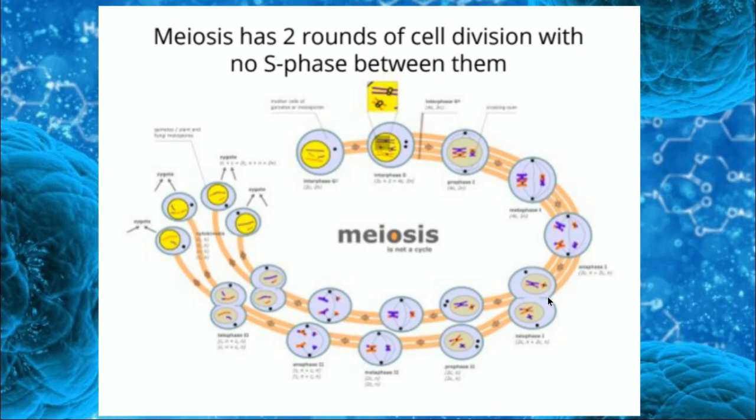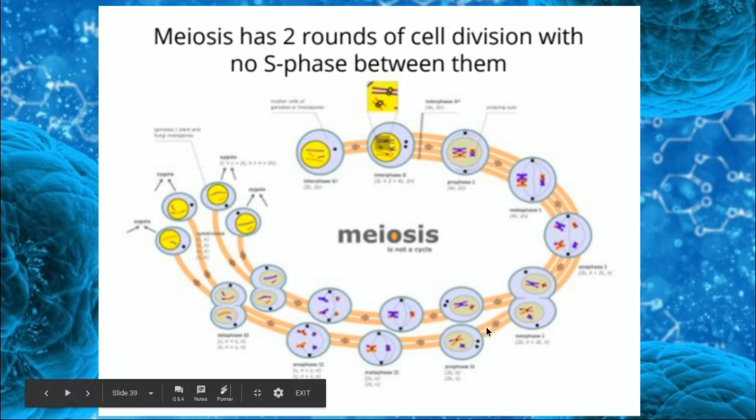and you can go through the first phase of meiosis. Same thing, PMAT: prophase, metaphase, anaphase, telophase. But then instead of going through the cell cycle and replicating again, it jumps straight into prophase 2, metaphase 2, anaphase 2, telophase 2.